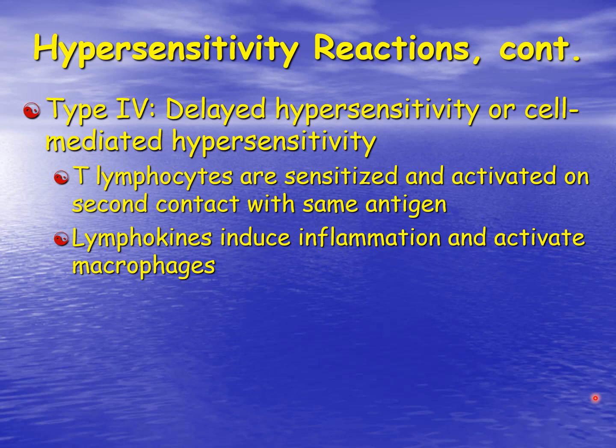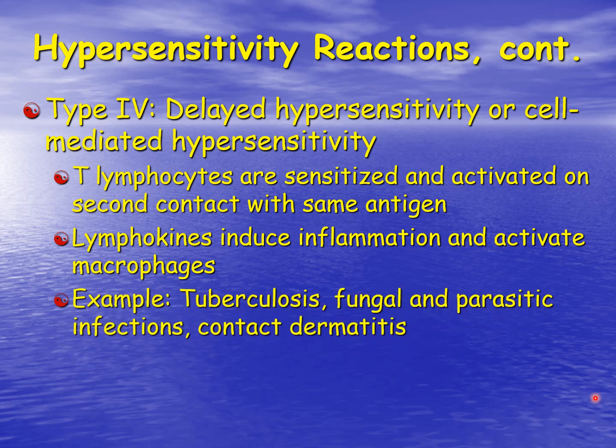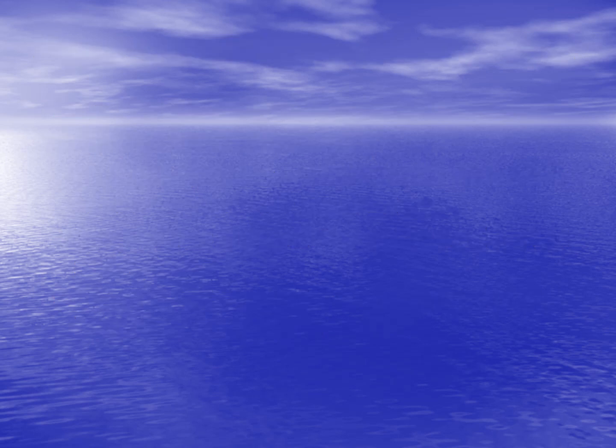Lymphokines produced by the T lymphocytes then induce inflammation and activate macrophages, and we see signs of inflammation. Some examples of type 4 hypersensitivity reactions include tuberculosis, certain fungal and parasitic infections, contact dermatitis, and one of the best examples of type 4 is actually going to be something like poison ivy or poison oak, or heavy metals such as gold or silver.